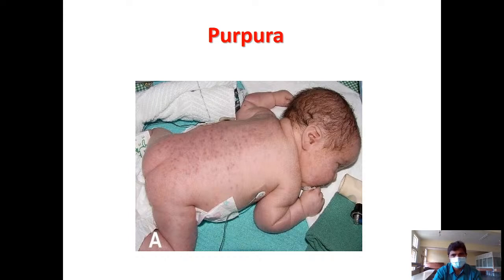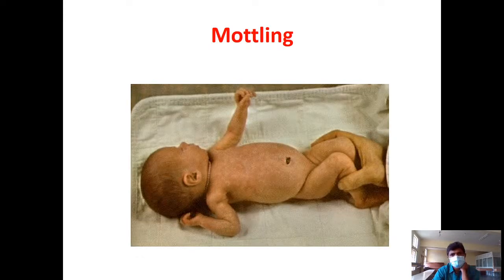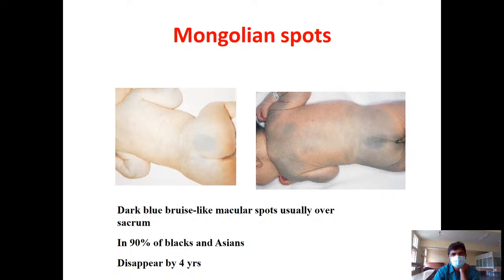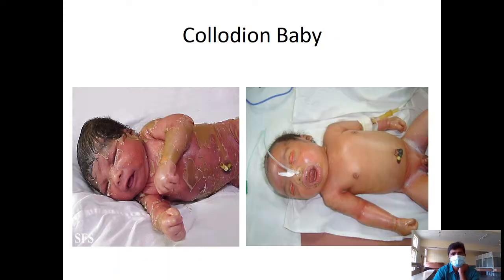in neonates. Then mottling. This is basically because of the immature autonomic nervous system. Then Mongolian spots. You can see dark bluish discoloration, especially over the sacral part of the baby. It is also a quite normal thing, and it usually disappears by 1 to 4 years of life. And you can have abnormal scaling, like in this collodion baby.